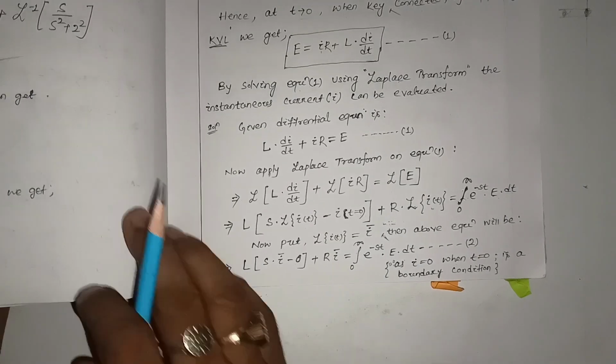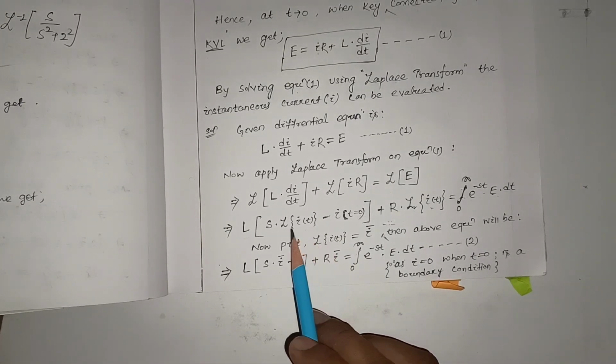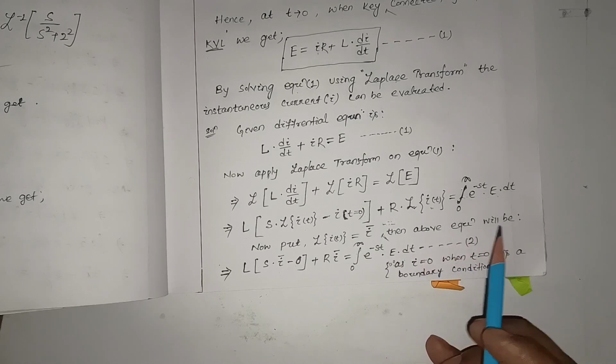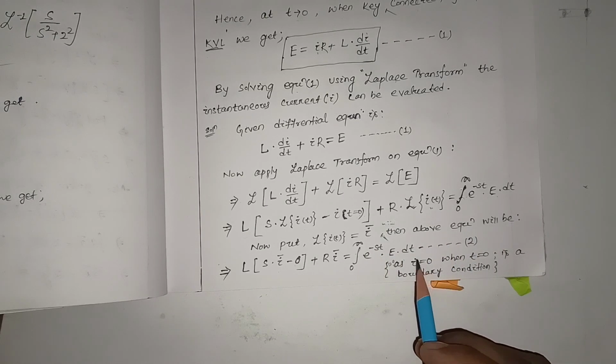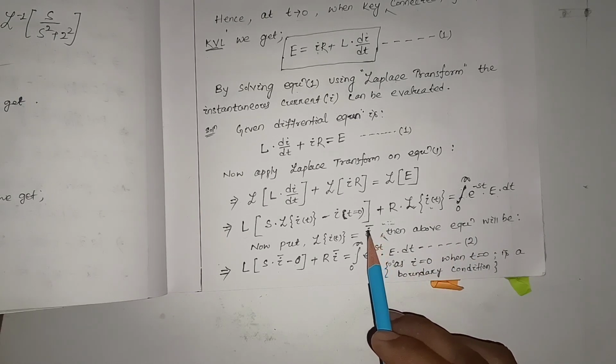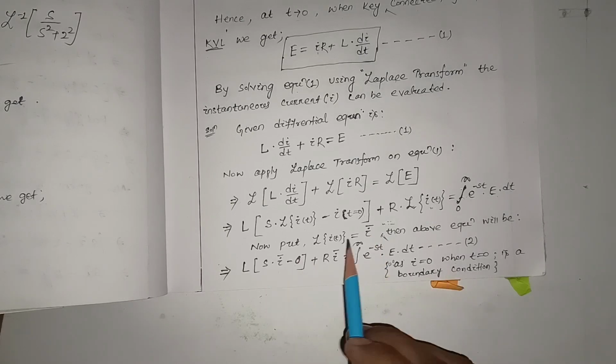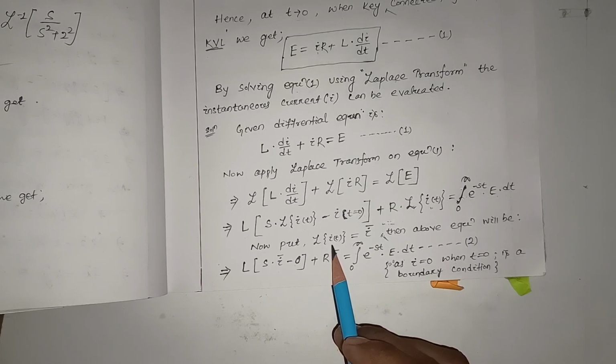So here we just substituted I bar instead of the Laplace transform of I in the above equation, and at the meantime we also have to consider the boundary conditions. What is the boundary condition? Here, see, first we have to substitute this one, I bar, instead of the Laplace transform of I.